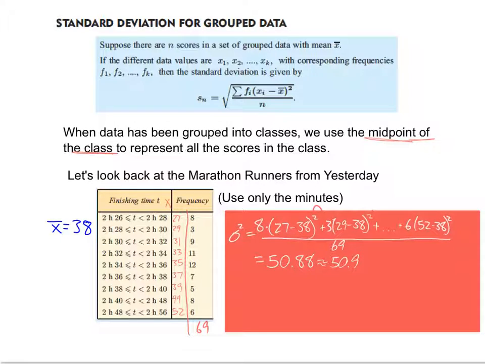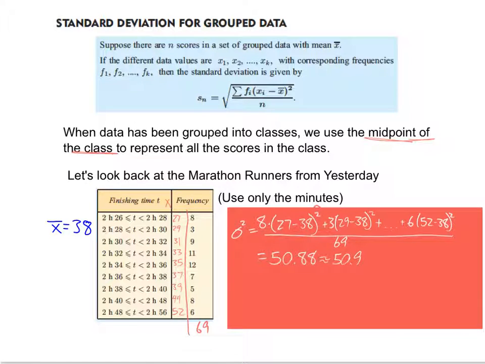I go back, and now I'm going to square root this. 7.13. So sigma is the square root of that 50.88, which is 7.13. So the standard deviation is 7.13 minutes in this case.